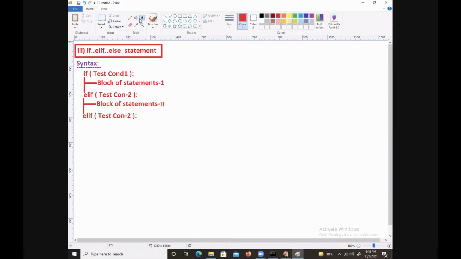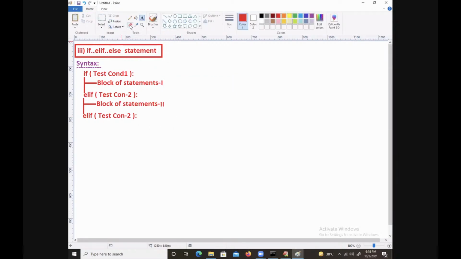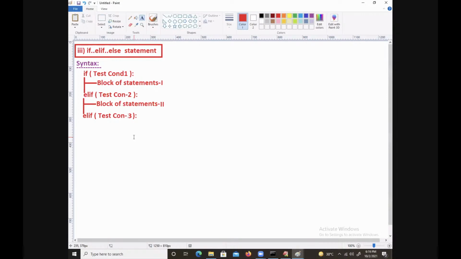If you write one minute, I will take block of statements 1. Roman number I will write it. Block of statements 1. Next I will write test condition 3. If test condition 1 is not satisfied, coming to test condition 2. If test condition 2 also is not satisfied, it will come to test condition 3. Then what will happen? It will come to block of statements 3.